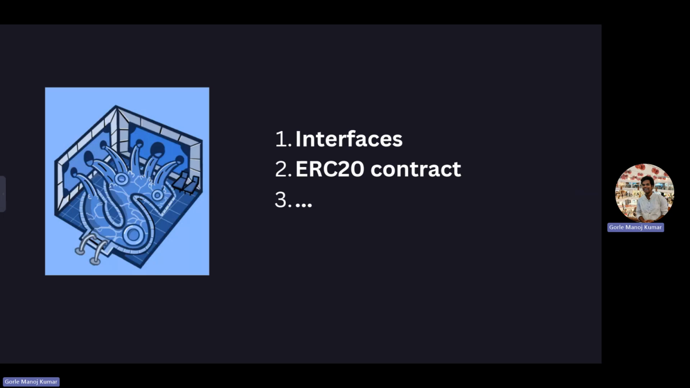Whenever I create my interface, I write something like this. This is a very dummy my interface equal to, I'll call this thing, and I'll pass the address of the contract. So what is this sort of creating?